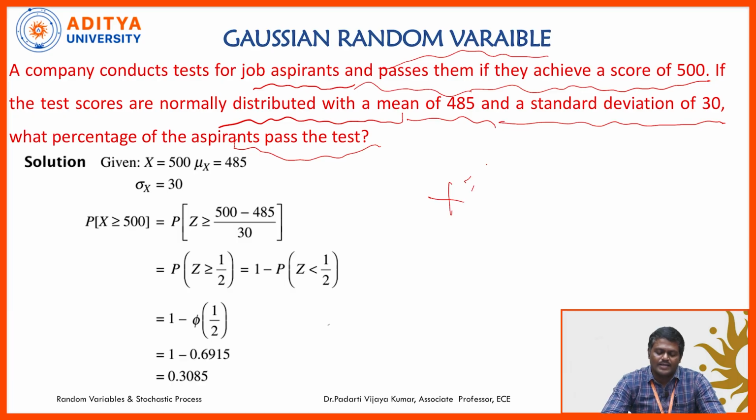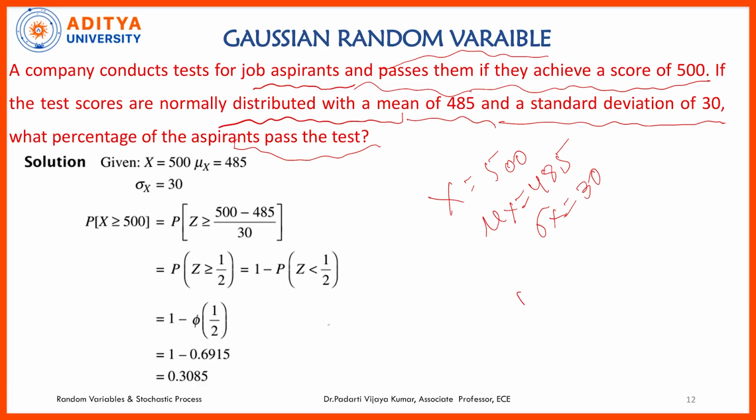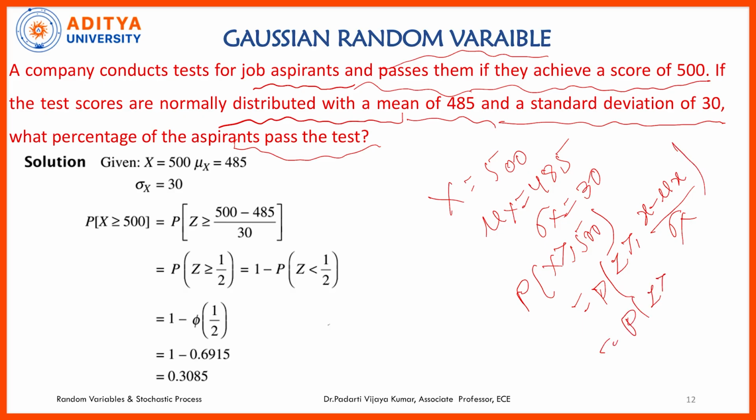So, x is given as 500, mu x is 485, and sigma x is 30. We need the probability of x greater than 500. So, probability of z greater than (x minus mu x) by sigma x. Here, 500 minus 485 by 30, we get probability of z greater than or equal to 1 by 2. That is 1 minus probability of z less than 1 by 2.